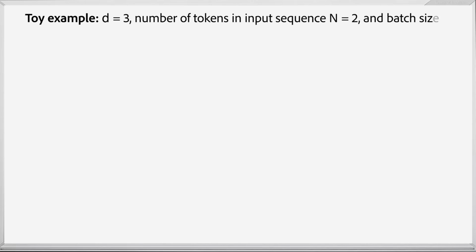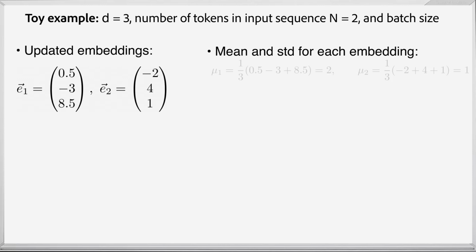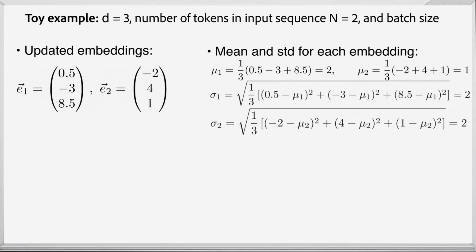For practicality, let's assume the dimension of the vectors that we get as the output of the multi-head attention is very small, in this case 3, and we assume that we are processing a sequence that consists of only 2 tokens, and we are currently only processing one sequence. Then, the output of the attention function is 2 token representations E1 and E2, both of dimension 3. We can normalize each of those 2 vectors by calculating the mean of both vectors and the standard deviation of both vectors separately. So we see the first vector has a mean of 2, the second vector has a mean of 1, and both vectors have a standard deviation of approximately 2.